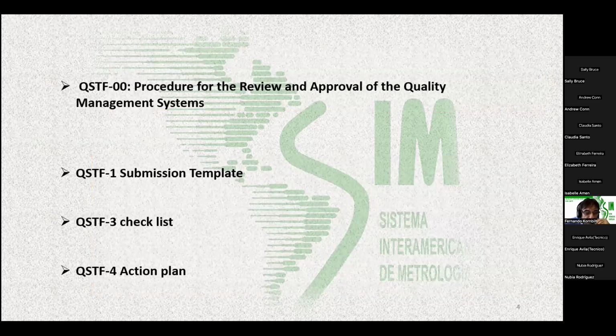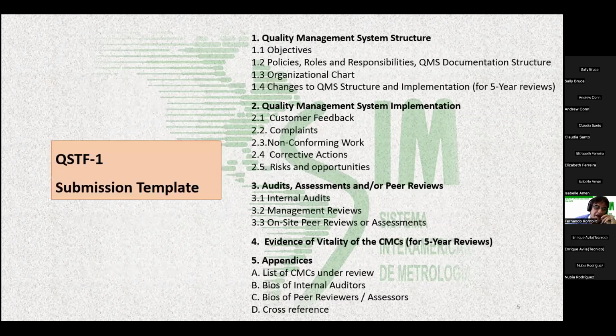We've seen this already. Specifically now, we're going to look into detail at QSTF-1, the submission template, which is mandatory, and QSTF-3, the checklist that states all the documents and in which file you can find each one, and the action plan. It's not mandatory, but some type of action plan must exist. Okay, before I forget.